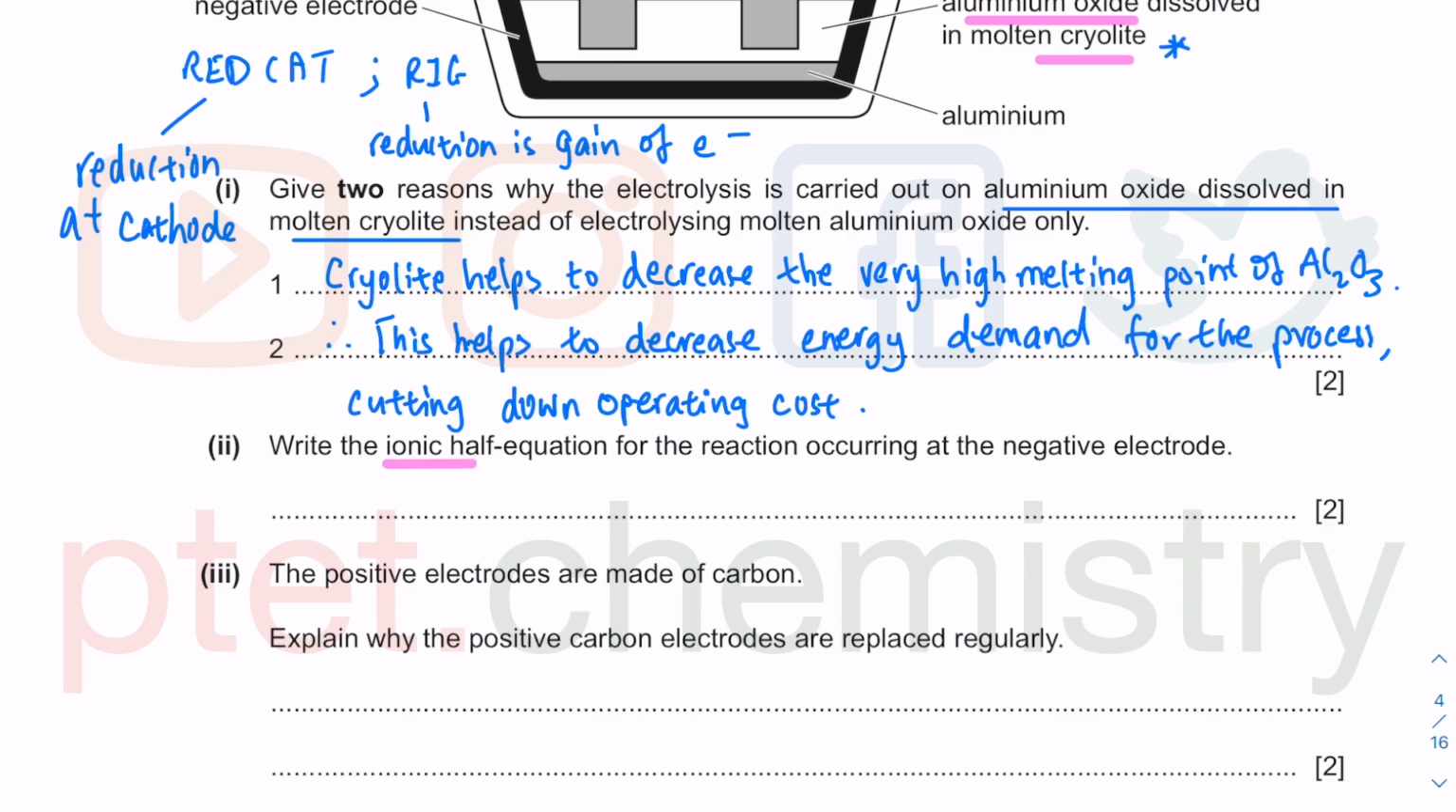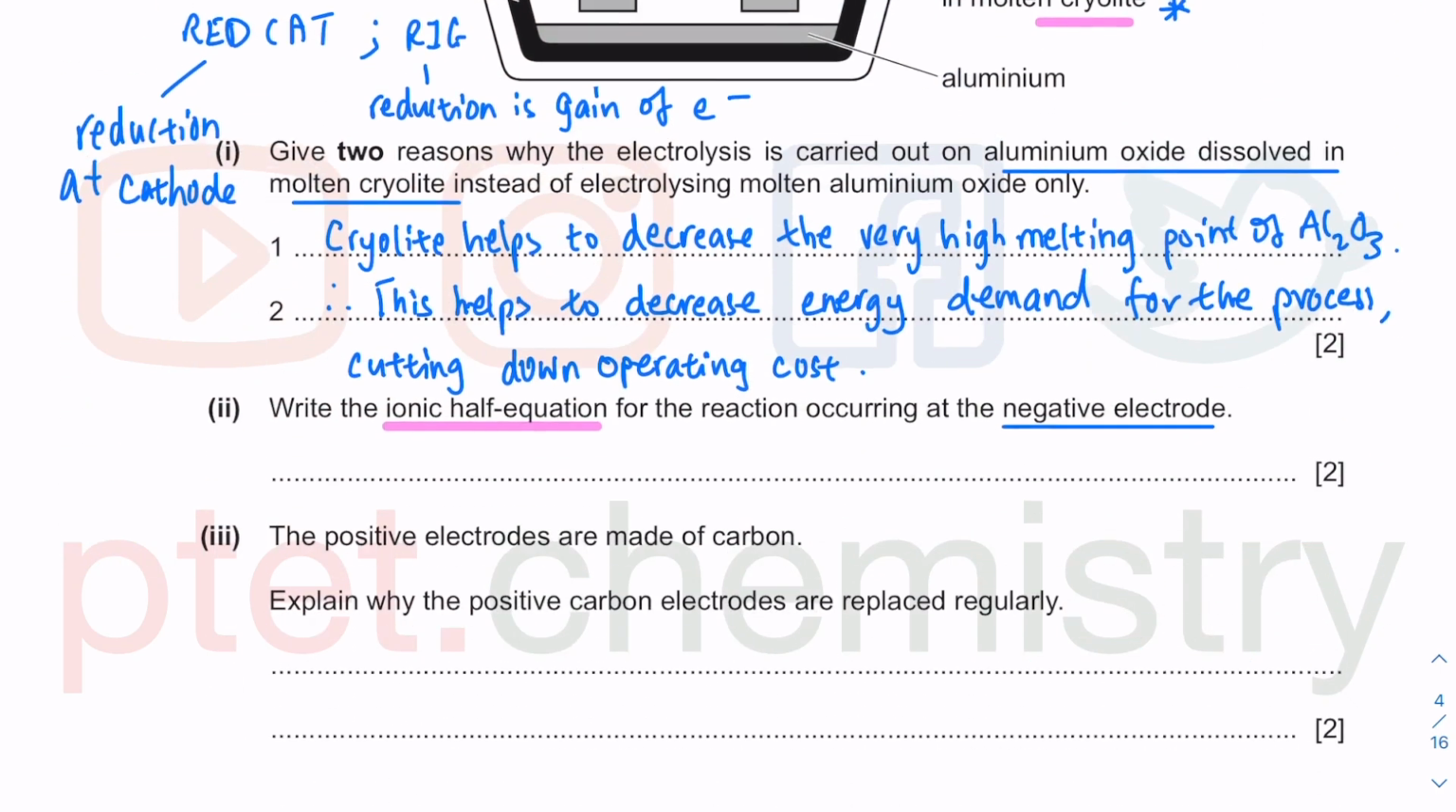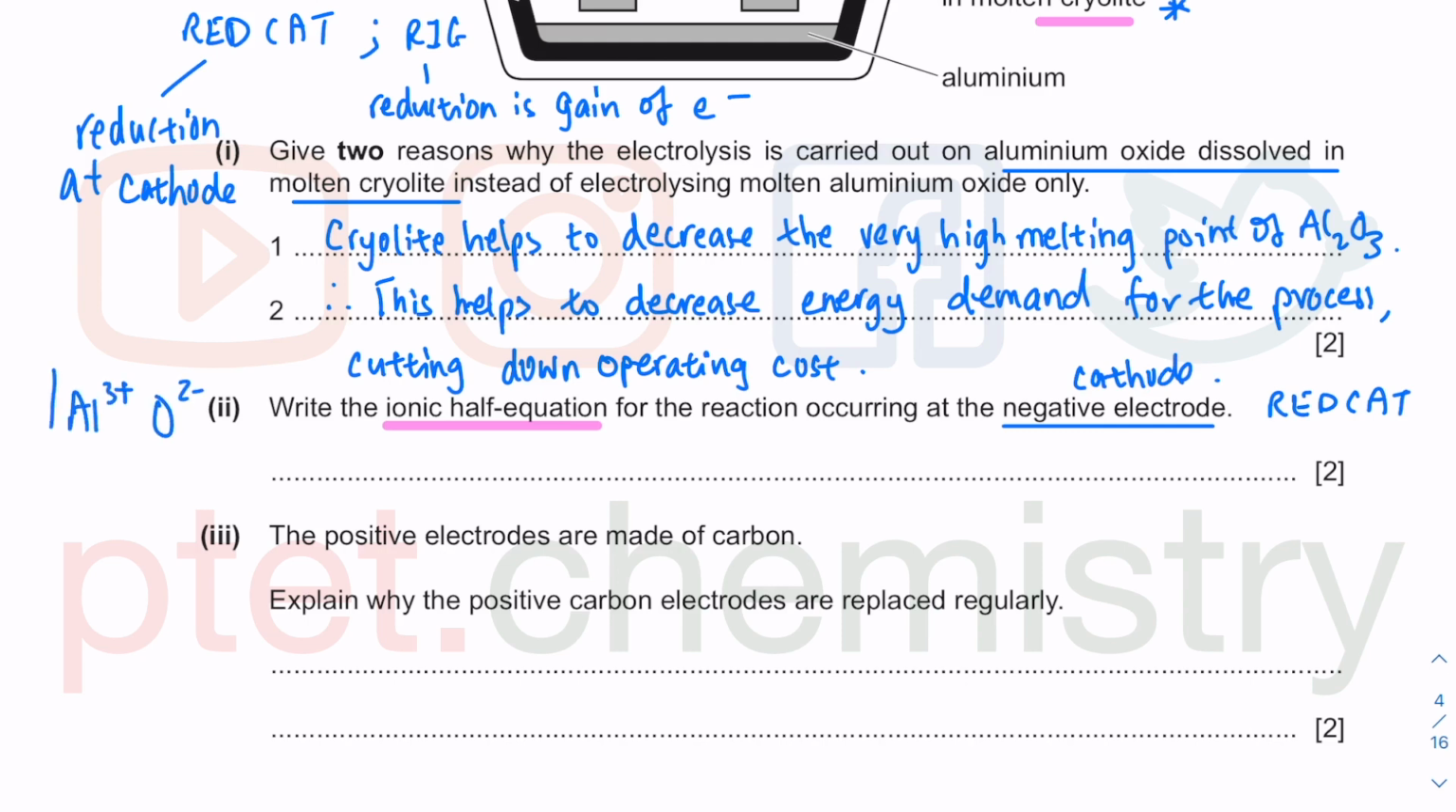Next one, write the ionic half equation. Half equation means you have to balance the equation with electrons. This is at the negative electrode. As mentioned just now, the negative electrode is the cathode because it attracts positive ions called cations. Cations go to cathode. Reduction happens at cathode. The cations consist of Al3+. You have the anion O2-, but this is the cations. So the cations go to cathode and then get reduced.